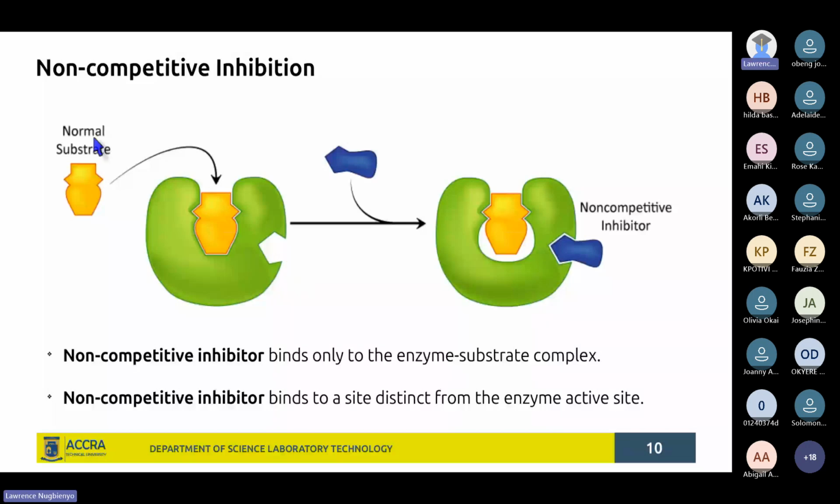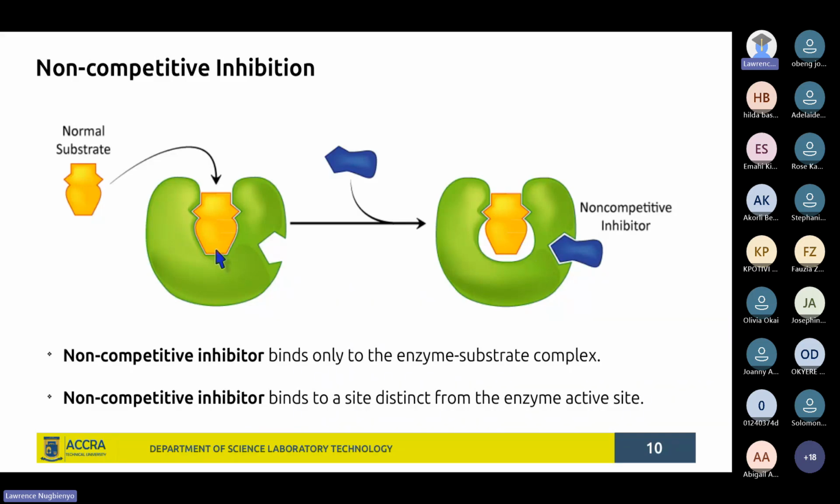Now, what do you see? Again, yes, normal substrate can bind to the active site. And you also see that after you have that substrate binding to the active site, you have an inhibitor, that non-competitive inhibitor, binding to the other site, that allosteric site of the enzyme. So what it means is that there is no competition between the substrate and the inhibitor for that site. The inhibitor binds to its own site. There's a site there that the inhibitor can bind to.